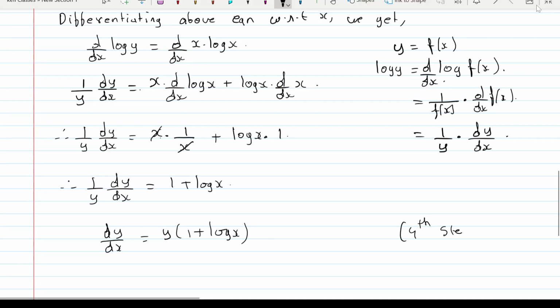Fourth step इधर आ गया. The entire this part was 3 steps. ये पूरा ये जो था, it is the third step. And ऊपर 2 step हो गए. ठीक है. Now replace y with what was given.